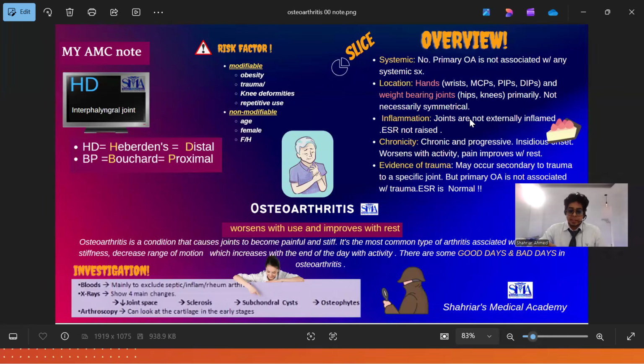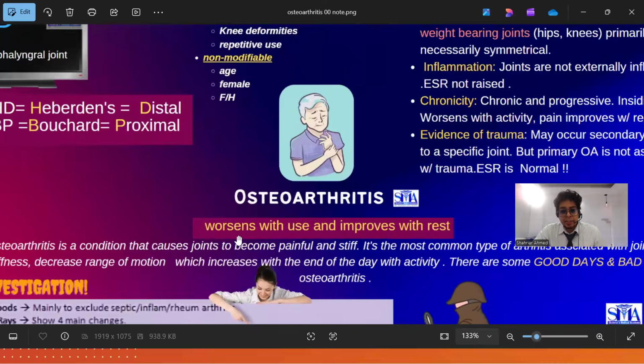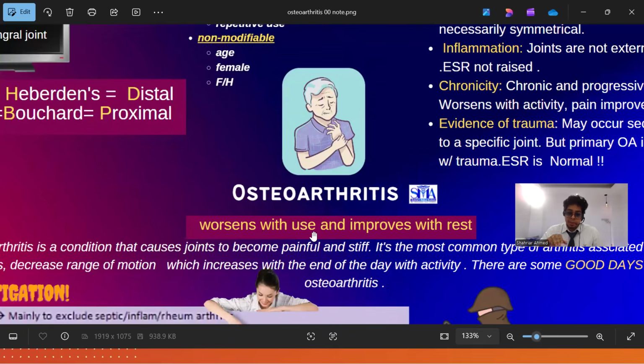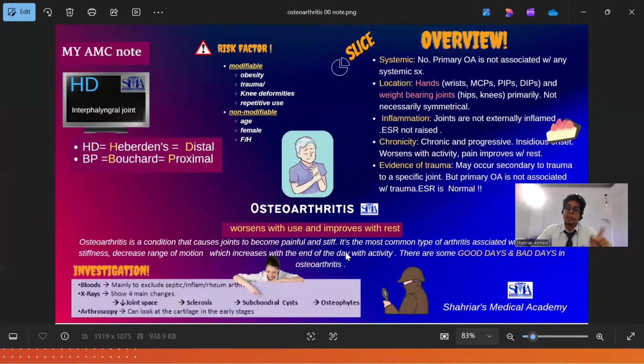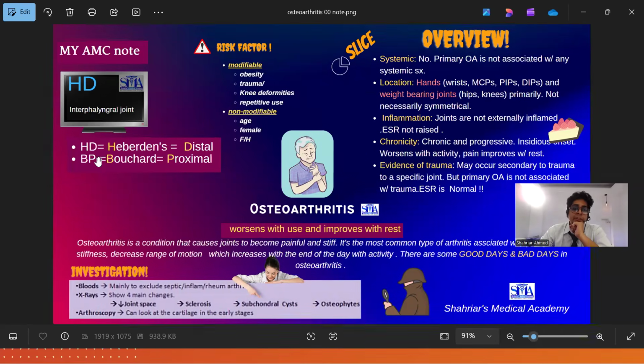Now the next question you ask: do you feel that when you move more, you feel more pain? And yes, doctor, you are right. So this is one of the arthritis types which worsens with use. As the day progresses, it gets worse, whereas rheumatoid arthritis is the opposite. Did you know this information, guys? I will teach you rheumatoid arthritis after this. As the day progresses, rheumatoid arthritis gets better. They usually have early morning stiffness. So worsens with use, improves with rest. Classic osteoarthritis.